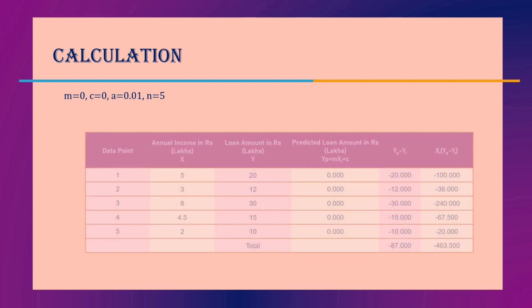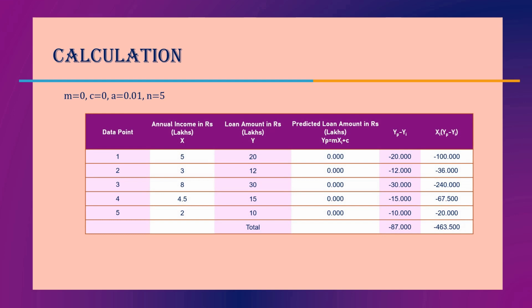For all values of annual incomes, we calculate the predicted loan amount, y hat, as mx plus c. The predicted loan amount is shown in column 4. The difference between the predicted value and the actual value of y is shown in column 5. The product of these differences with x values is shown in column 6. The sum of the differences of predicted and actual y values is shown in the last row of column 5. The sum of the product of the differences and x values is shown in the last row of column 6.